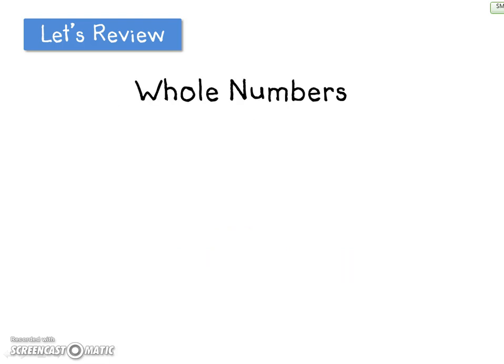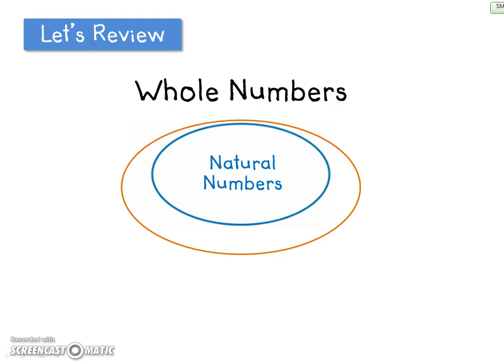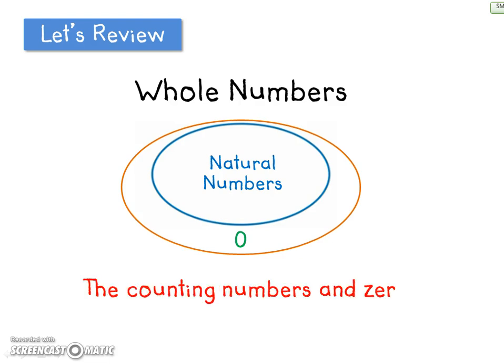Then we have the whole numbers. Some examples of whole numbers are 2, 9, and 37, which are also natural numbers. So all the natural numbers are whole numbers. There's just one number that isn't included in the set of natural numbers, but is included in the set of whole numbers, and that number is 0, which is why we can define whole numbers as the set of counting numbers and 0.